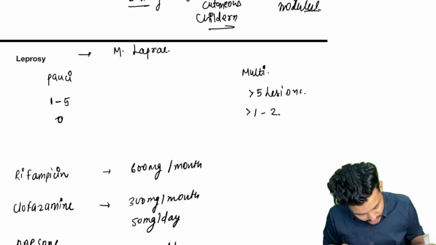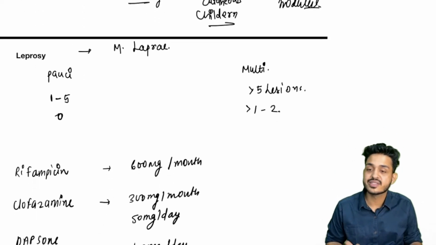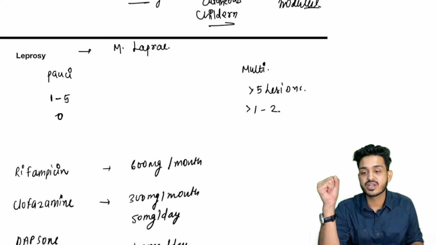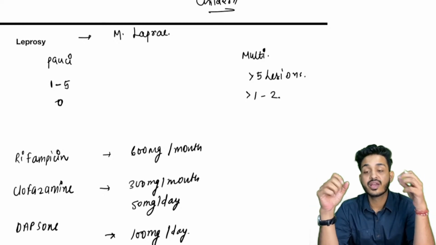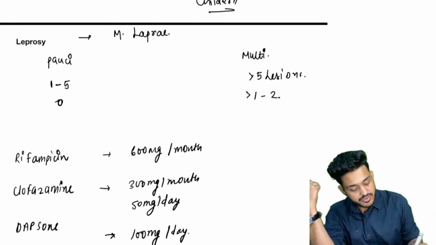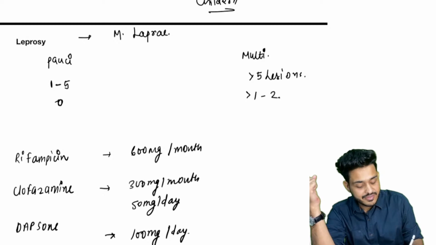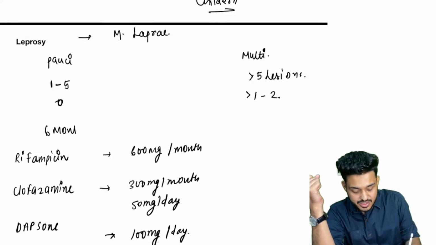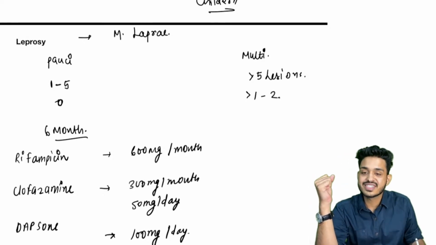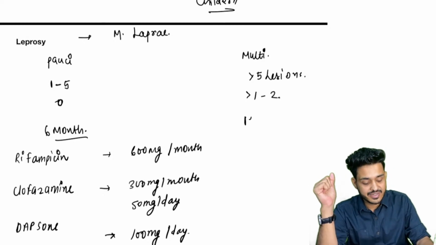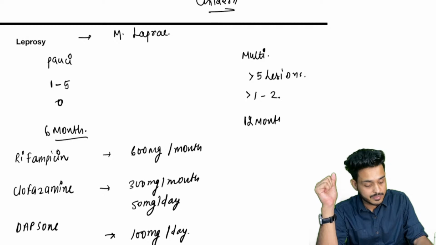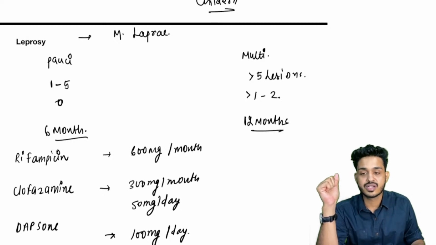Okay, how we are going to treat the situation? We are going to treat with the help of same drugs. दोनों में same drugs use में लेंगे, but the duration is different. When we treat the patient of paucibacillary, we will be giving treatment for 6 months. But when we treat the patient of multibacillary, we will be giving the same treatment for 12 months. 12 महीने तक treatment देंगे.